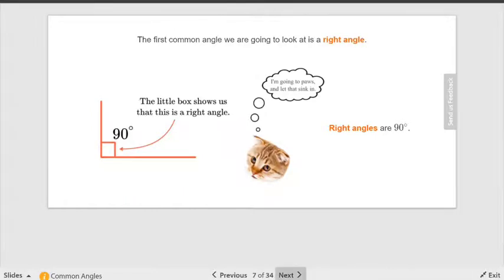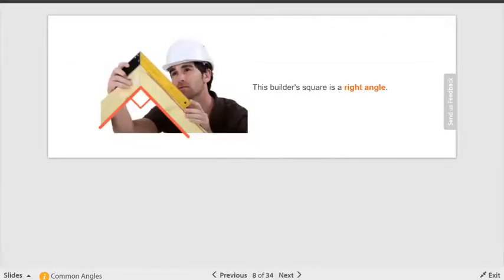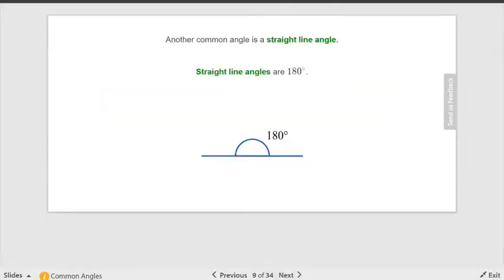Okay? All right. So this builder's square is a right angle. Right? That's why they call it a builder's square. Exactly, because you're trying to make square corners. Perfect. Okay? Another common angle that most people don't even think of as an angle is a straight line angle.